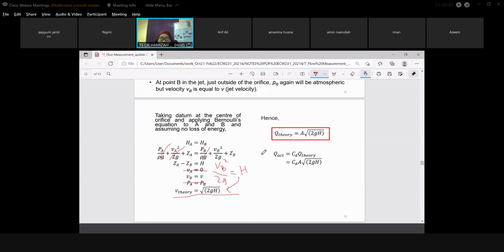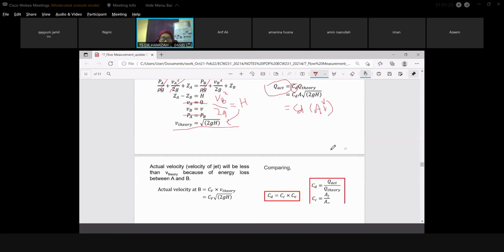Okay, so sama. For Q actual, we need the coefficient of discharge. Kat sini samalah sebenarnya. Q is equals to AV. Nampak macam pelik kan kat sini. Tapi sebenarnya V ni, dia dah guna square root 2GH lah. Sama je. From the pitot tube. Okay, but for orifice, dia ada more calculations that involve the water jet. So let's see on the water jet punya calculations.